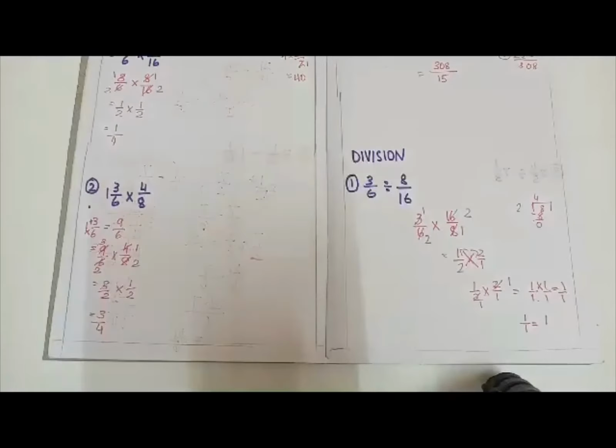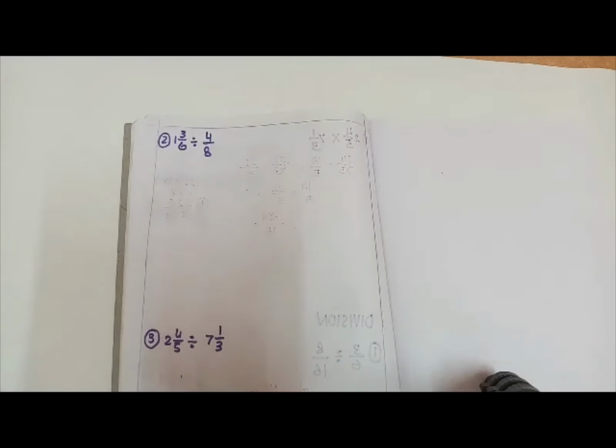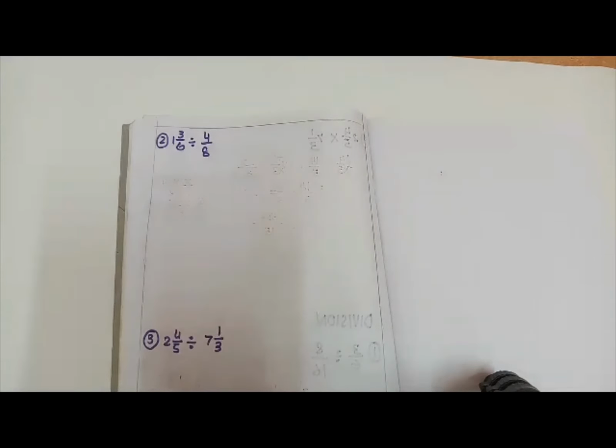So this was the first sum. Now let's see one more sum. So this is our second sum: 1 3 by 6 divided by 4 by 8. As I said before, we cannot add, subtract, multiply or divide a mixed fraction. So for carrying out these arithmetic things, we have to convert the mixed fraction into an improper fraction.